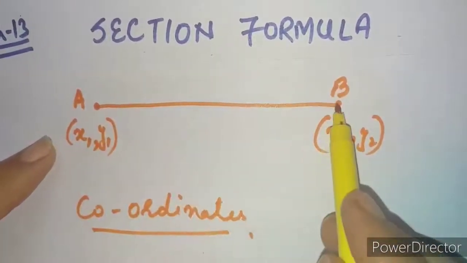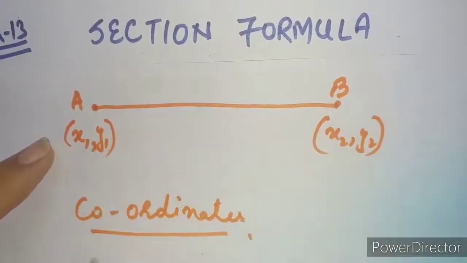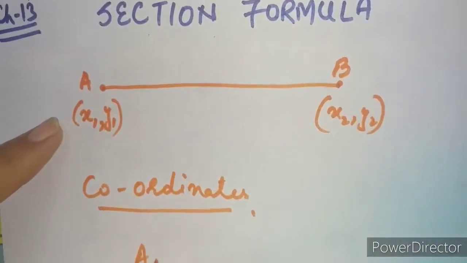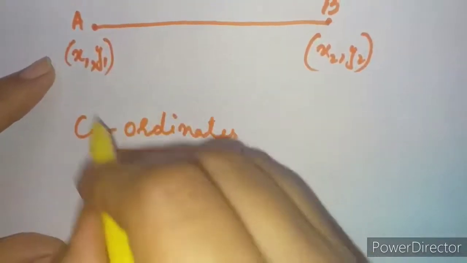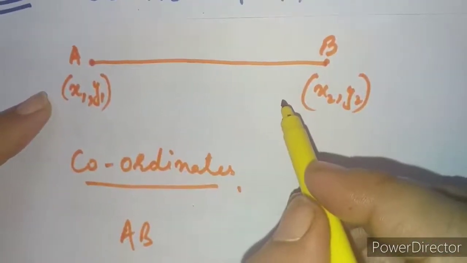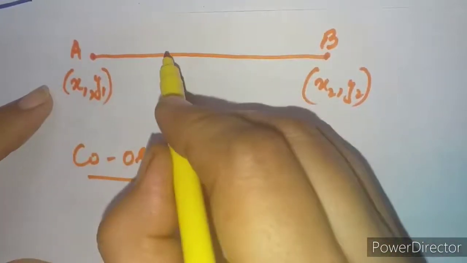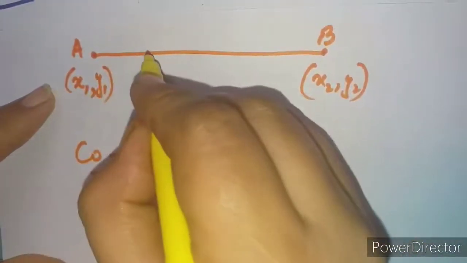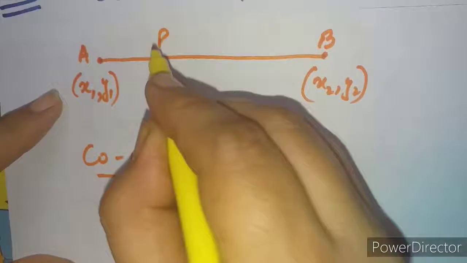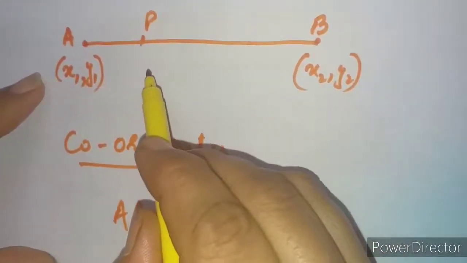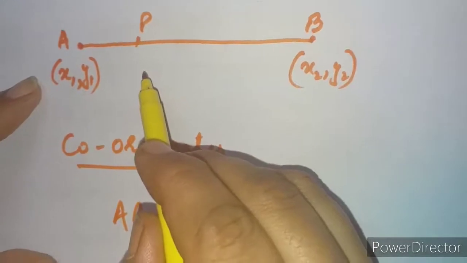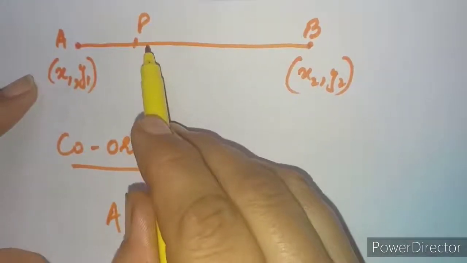Now, if I join these 2 points, I can simply join them with the help of a line. So we have a line segment AB. Now what more do we want on this line? Suppose it is given that we have some point P on this line. Now what is the purpose of point P here?